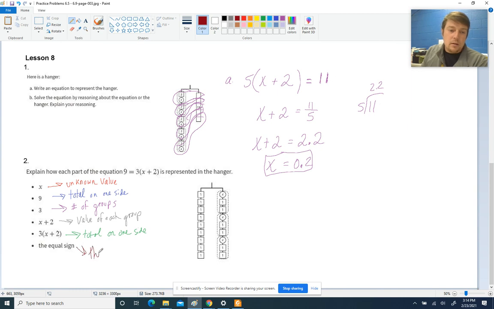They are balanced. Or it's the same on each side. Balanced. And that's it. That's all of this page.